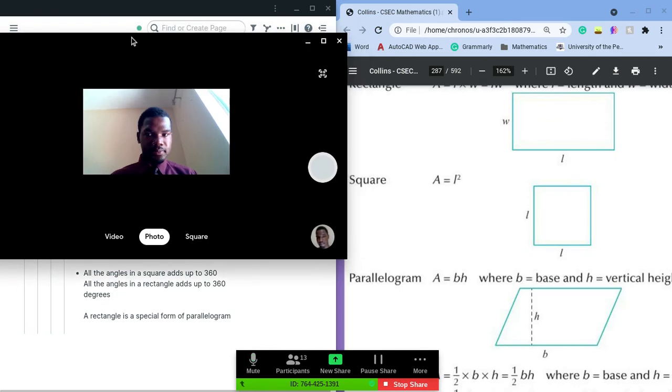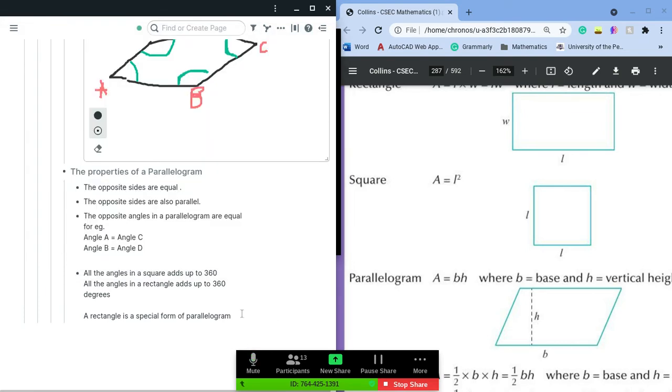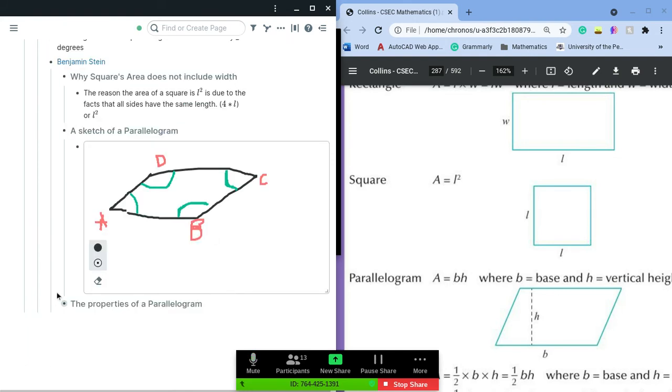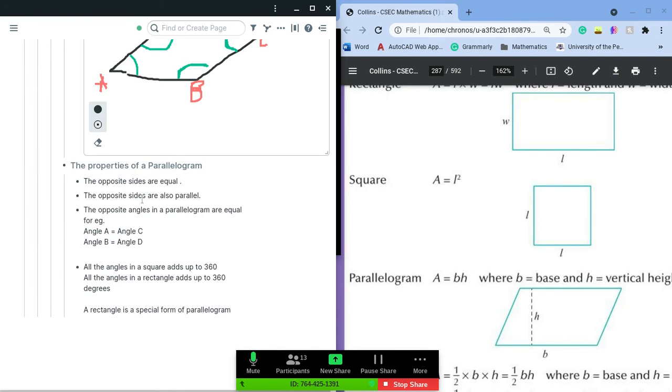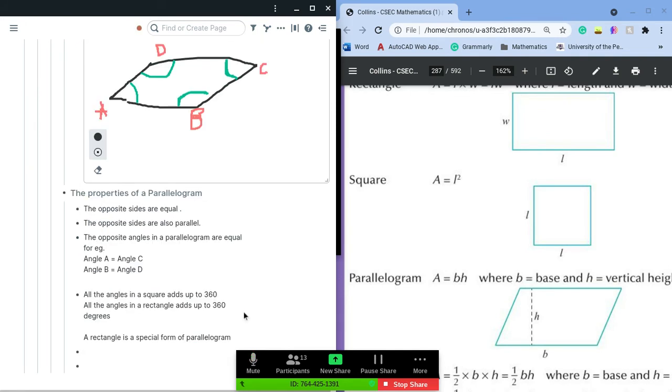Alright, everybody? They still have the same four sides, and all the angles in a parallelogram will add up to 360 degrees. So here's what we're going to do now. We're going to learn how to calculate the area of a parallelogram, and the formula. Did everybody take down the properties of a parallelogram? We're going to calculate the area of a parallelogram now. Here we go. The area.